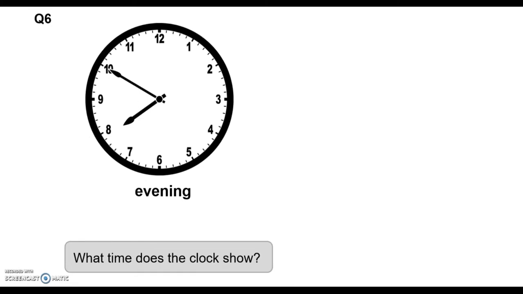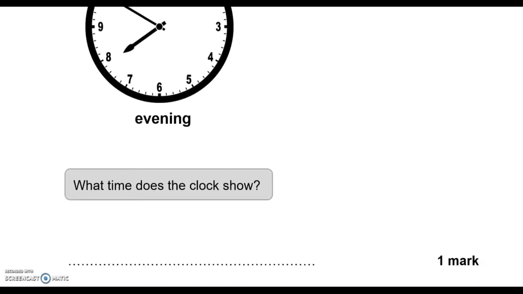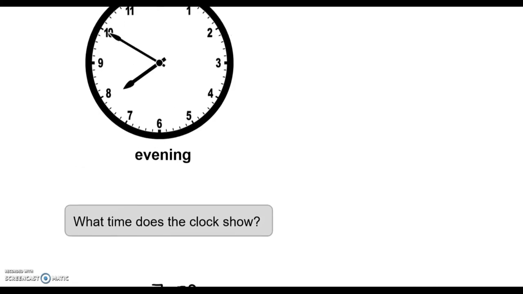Okay, so it's 10 to 8 in the evening. What time does the clock show? You can write this as 7:50 p.m. or just 1950. Both of them would be correct. If you have a look, this is not 8 yet. So if you're confused, if you look at this hand, it is not 8 yet. That's why it's 7:50.